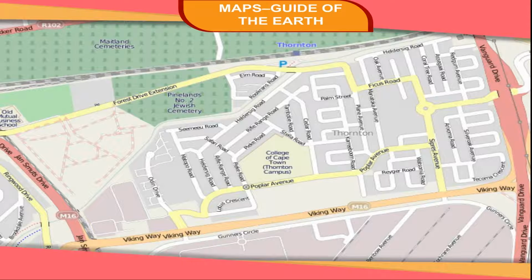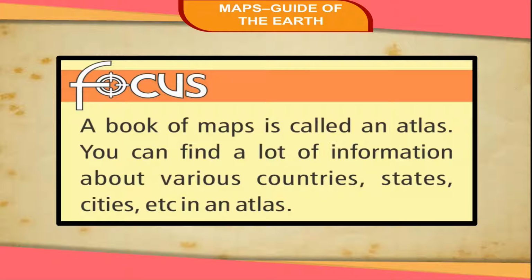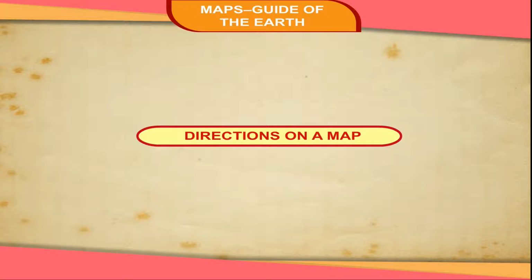Basic features of maps. To read a map, we must know about its basic features. These are given as follows. Focus. A book of maps is called an atlas. You can find a lot of information about various countries, states, cities, etc. in an atlas.